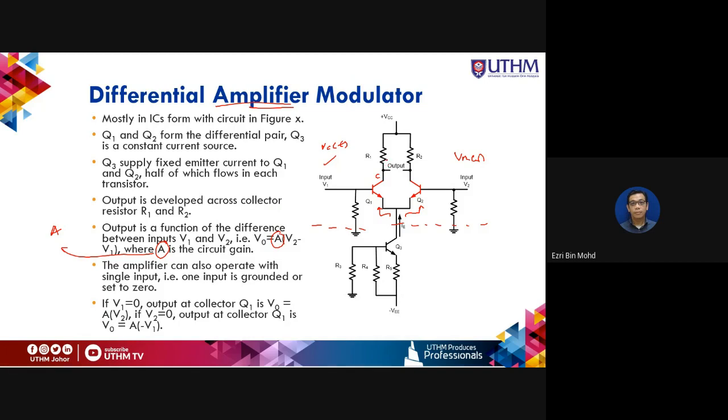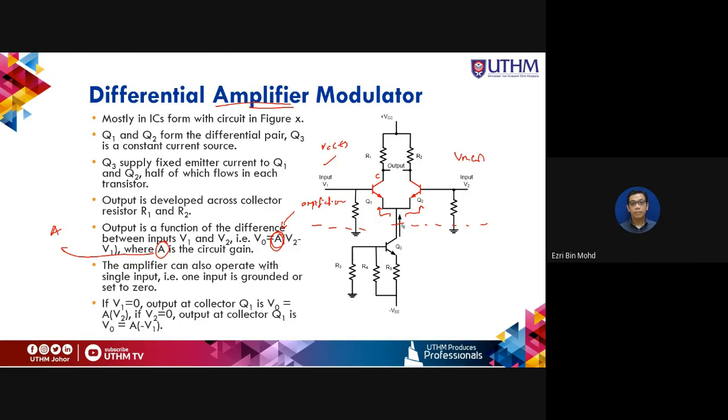Output is a function of the difference between inputs. So V1 and V2. And then V output depends on V1 and V2 lah. Di mana A here, A is introducing an amplification.